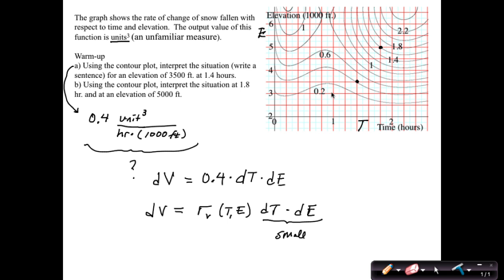Yeah? So if one of your changes is zero, how would you interpret that? Would you need a whole different equation?